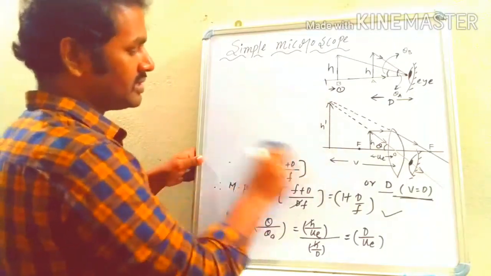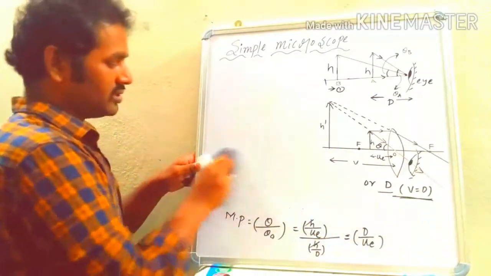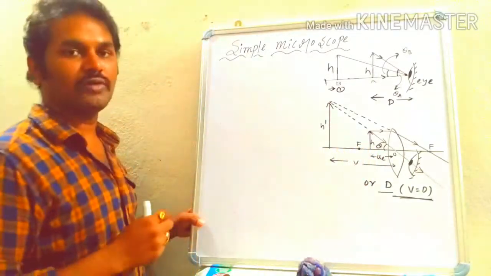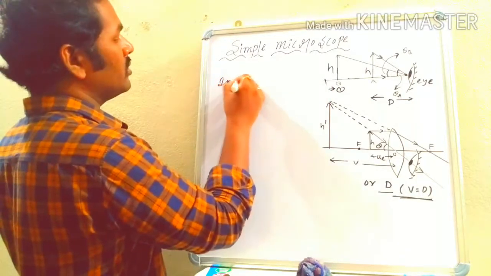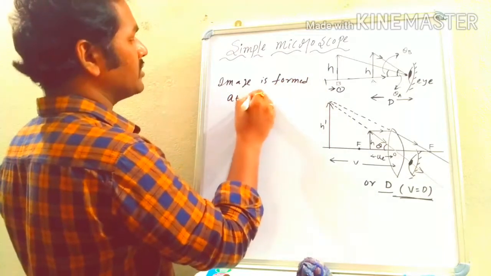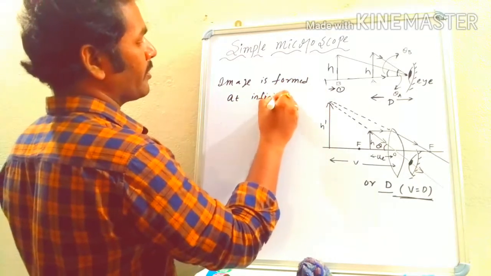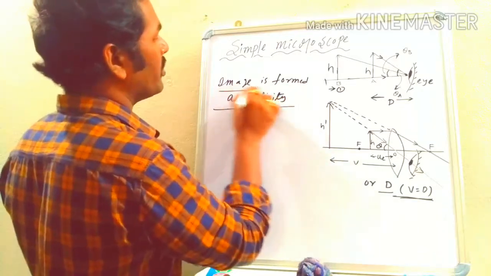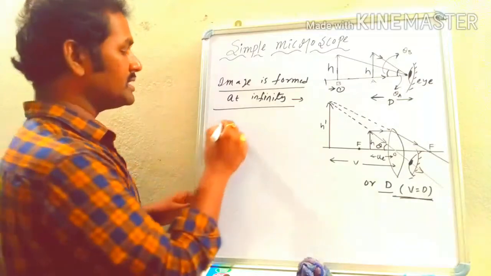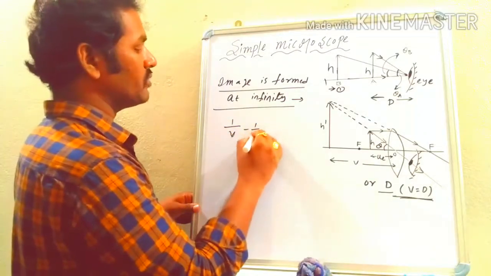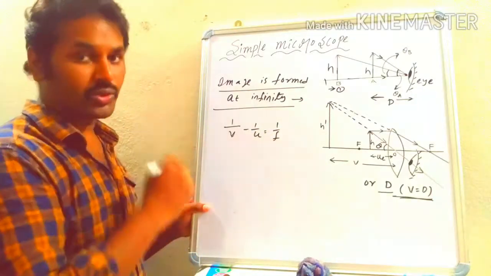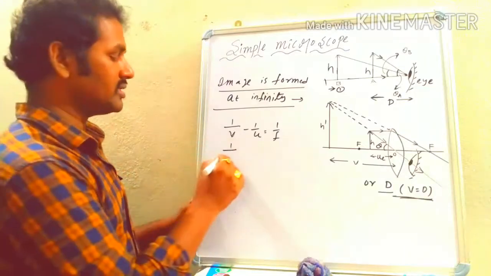And the second case is the image is adjusted at infinity by changing the position of the object. Now the image is formed at infinity. For this, again, we need to take the lens formula, which is 1 by v minus 1 by u is equal to 1 by f. Now what is v? V is adjusted to infinity. Either you can take plus or minus, doesn't matter.